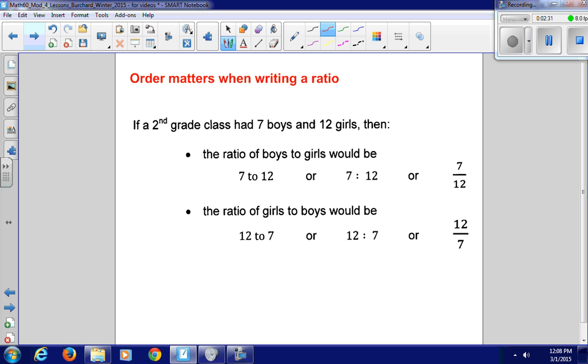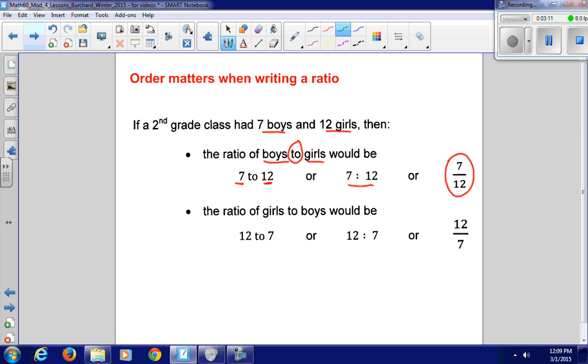So here it says if a second grade class had 7 boys and 12 girls, then the ratio of boys to girls. This is what I mean by the English phrase governing the order of the ratio. This says the ratio of boys to girls would be, so we have 7 boys, 12 girls, so boys to girls looks like that, 7 to 12. And then like we said before, you could write that as 7 to 12 or 7 to 12 like this.